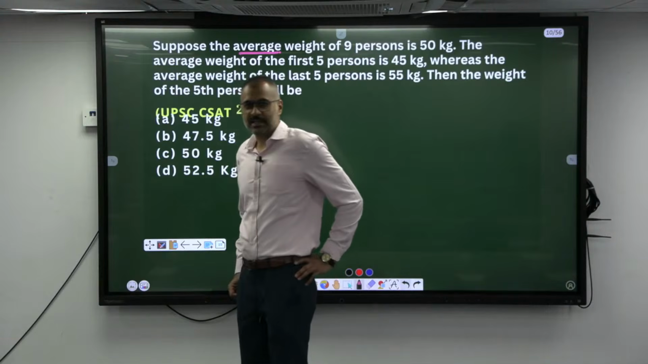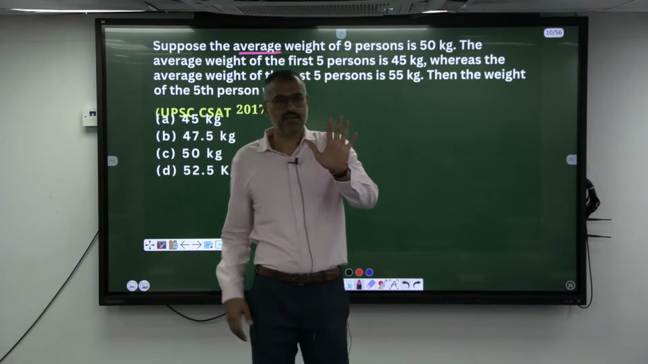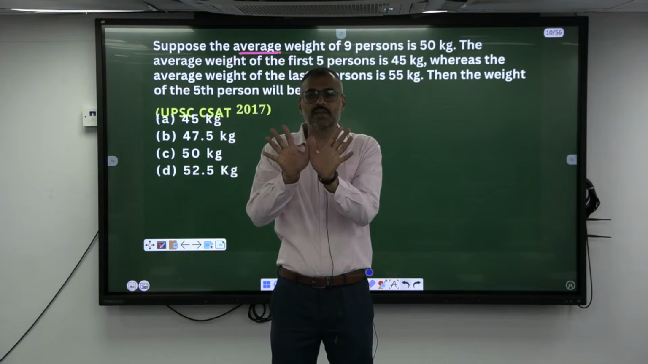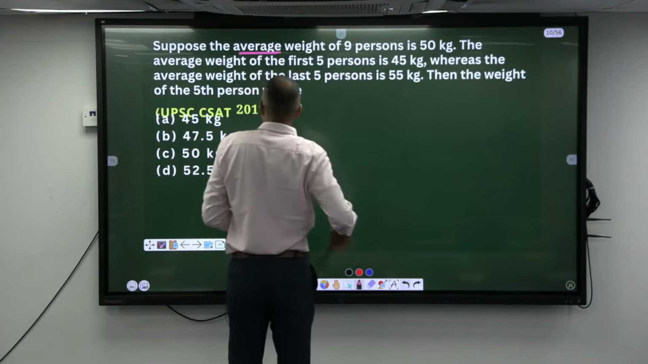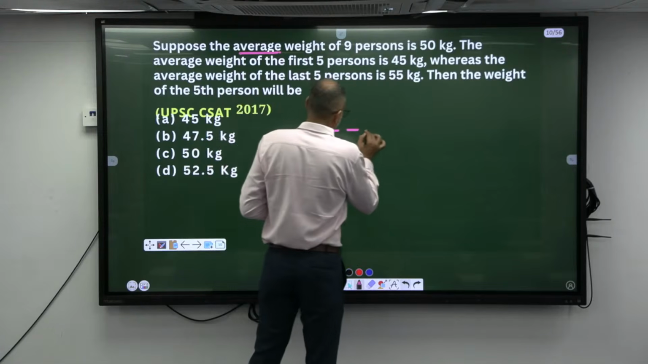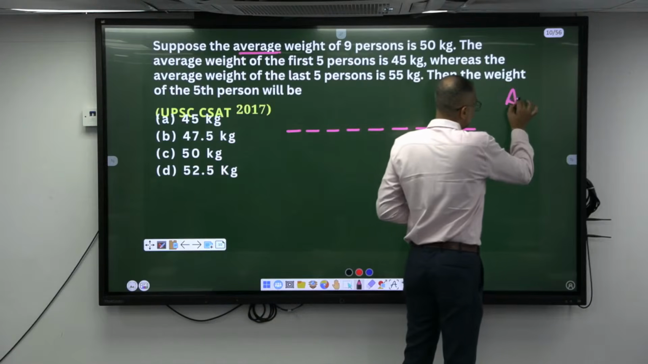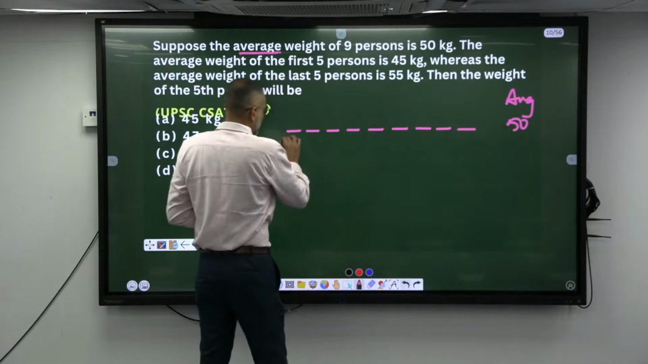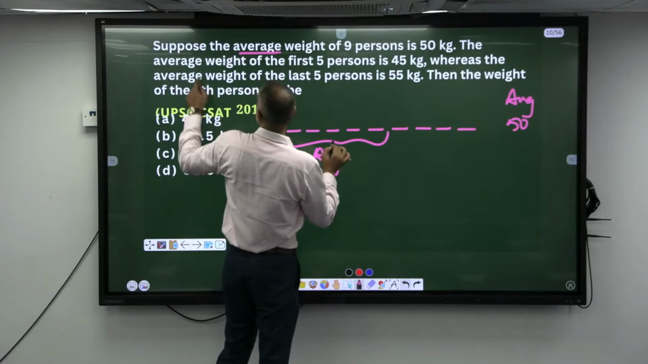How many observations are there? 9 observations are there. First 5, last 5 means, does it make 10 observations? No. One of them has to be overlapping. Which one? Fifth one. 1, 2, 3, 4, 5, 6, 7, 8, 9. Okay, what is the average of all these 9 observations? 50. Okay. If I take only these 5 observations, what is the average?